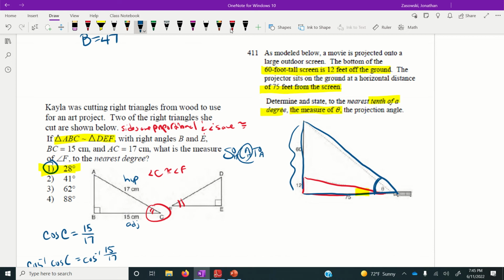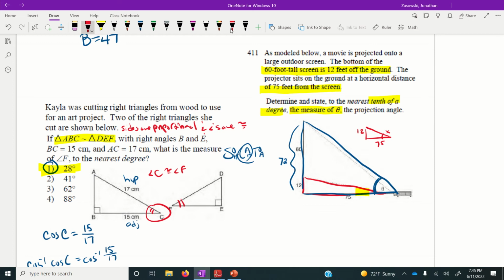To do that, we're going to need to count this whole screen from top all the way to the ground, okay, as one segment. So that's 72. And then the distance between the ground and the bottom of the screen here is 12. That's going to be our other triangle. So once again, because we're dealing with right triangles, okay, we have one right triangle here that has sides of 75 and 12. And we're looking for the angle down here, which we can call x.